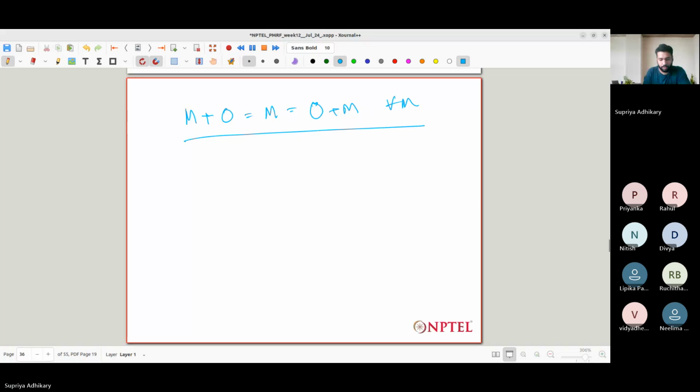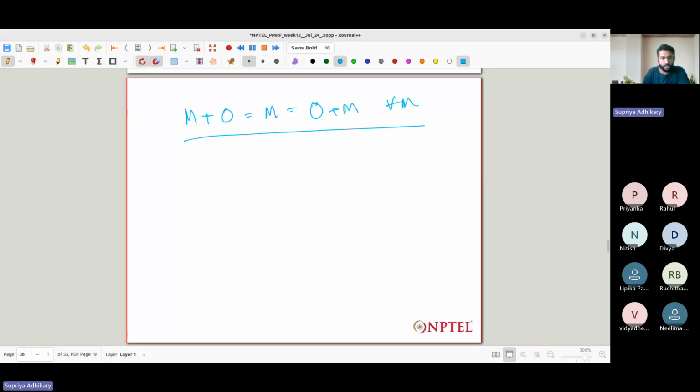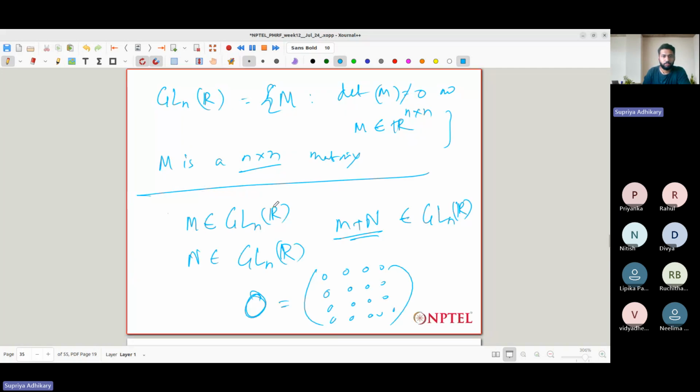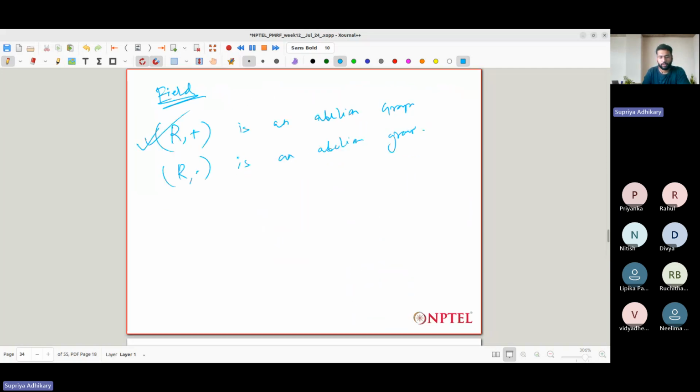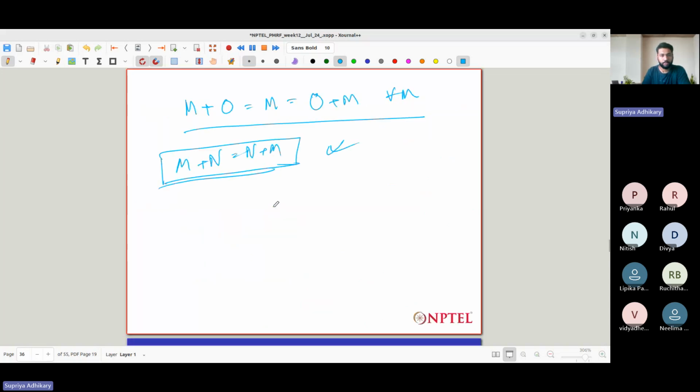With respect to addition, you can see that this set creates an abelian group, because M plus N is N plus M. There is no problem with that. So this is true. This is an abelian group. GLnR actually forms an abelian group with respect to addition.